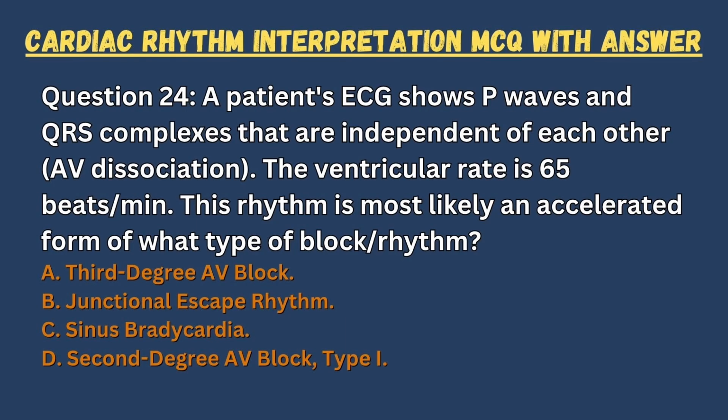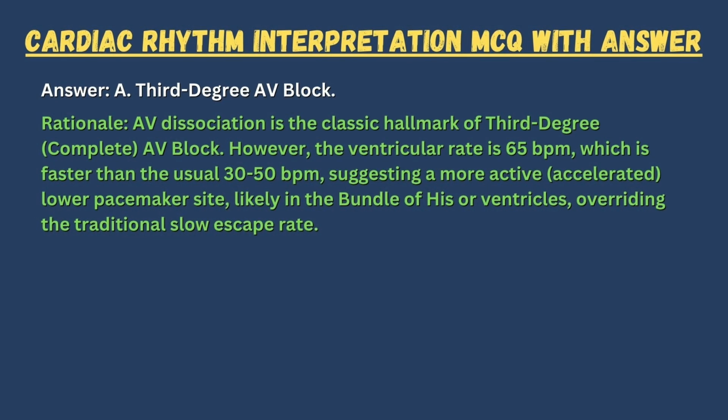Question 24. A patient's ECG shows P waves and QRS complexes that are independent of each other, AV dissociation. The ventricular rate is 65 beats per minute. This rhythm is most likely an accelerated form of what type of block or rhythm? A. Third-degree AV block. B. Junctional escape rhythm. C. Sinus bradycardia. D. Second-degree AV block, type 1. Answer: A. Third-degree AV block.